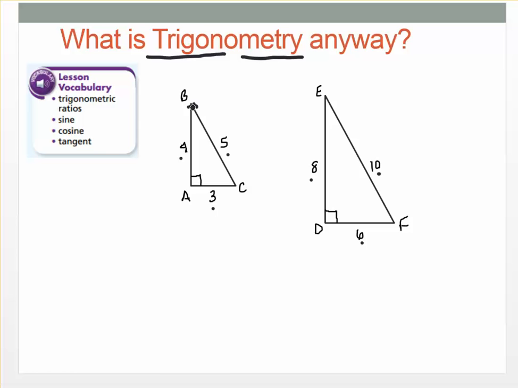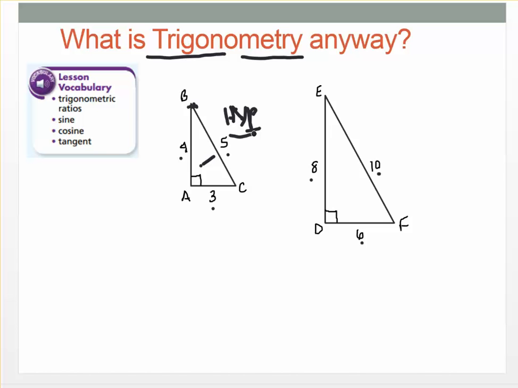Now, I can identify that the 5 is the hypotenuse. We know this because the hypotenuse is always the longest side of a right triangle, and it's always across from the 90-degree angle. So that's going to be our hypotenuse. I always identify that one first when I'm working in trigonometry. And then I have two others that I can choose from.